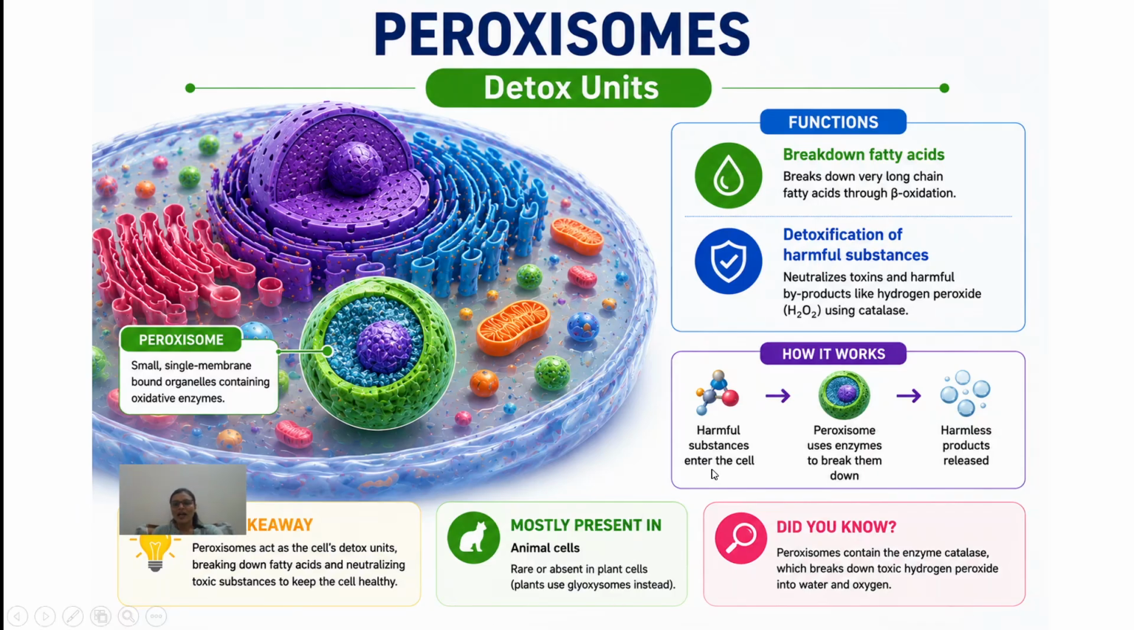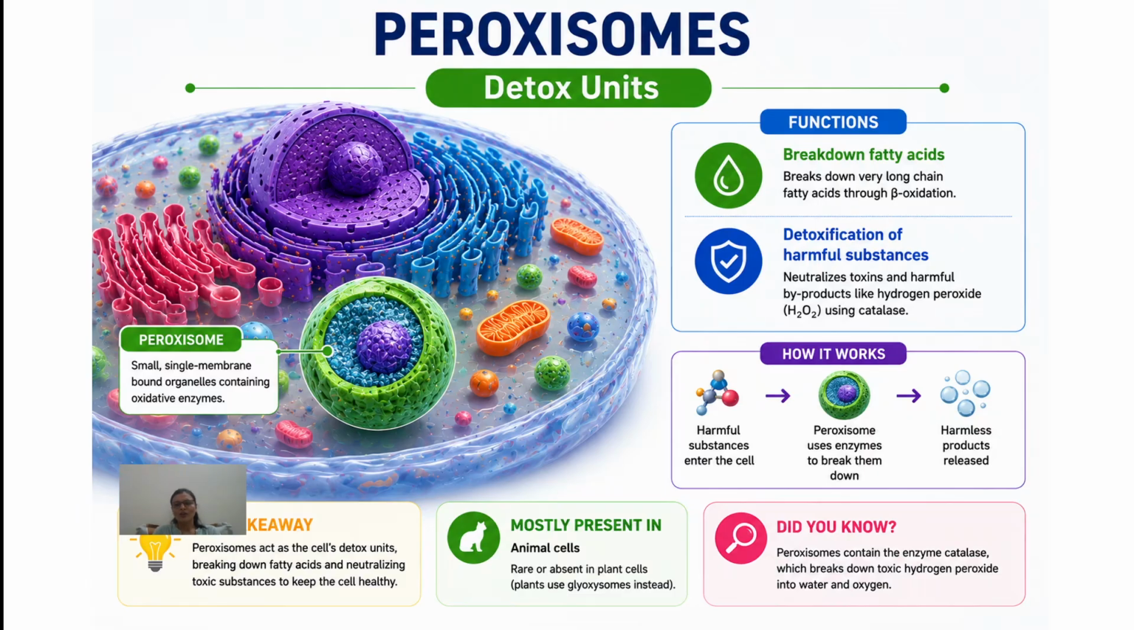So how does it occur? Harmful substances enter into the cell. Peroxisome uses the enzyme, as we already discussed, catalase, which breaks down H2O2 into water and oxygen. So it is converted into a harmless product. Mostly this peroxisome is present in the animal cell, rarely or absent in the plant cell. Plants use glyoxysomes instead of peroxisomes. So peroxisomes are mostly present in the animal cell.